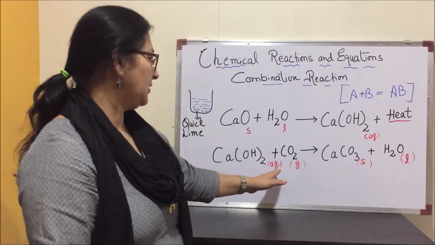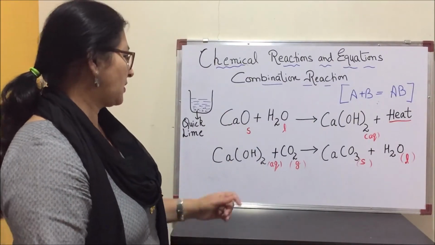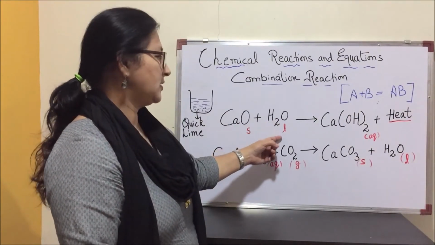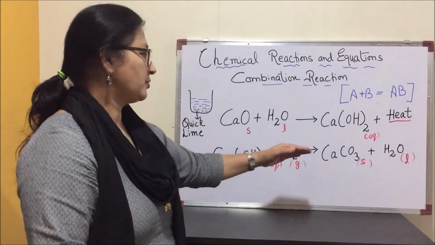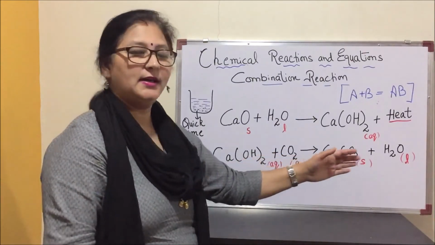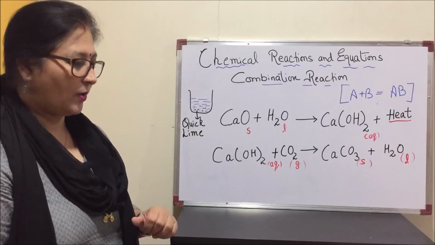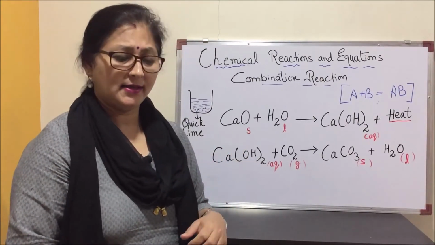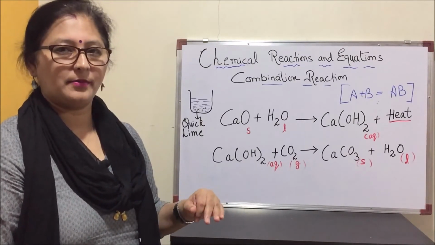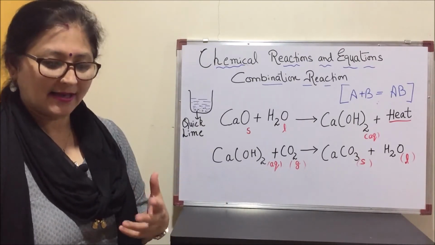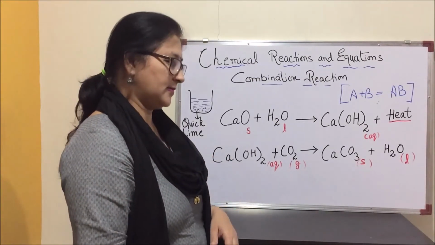Now I have written the different states of these reactants: calcium carbonate solid, water liquid, and calcium hydroxide aqueous. You need to write all this information about the reactants and products when you do this type of reaction. One more thing I want to add: the chemical formula for marble is calcium carbonate. So calcium carbonate is a compound which has a shiny appearance.